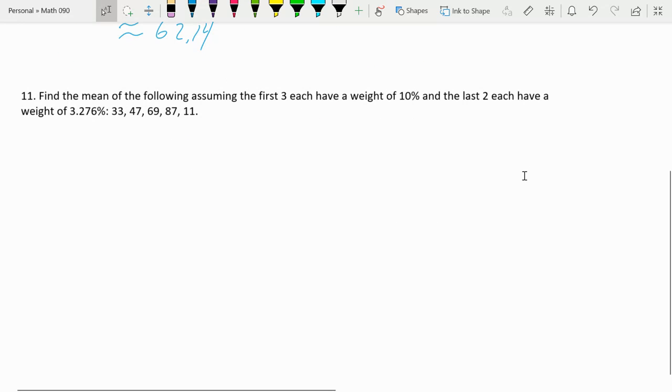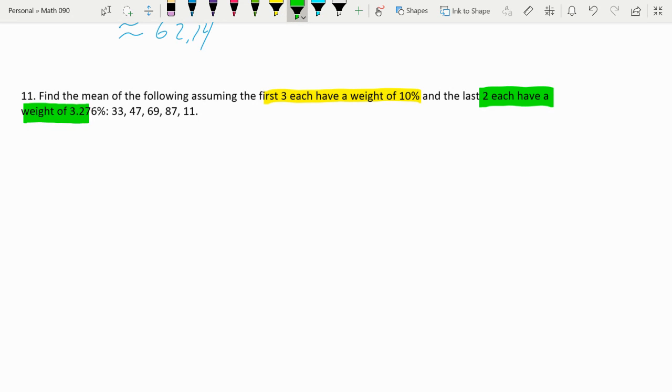All right. Let's look at this next one. This number 11 was actually from the review worksheet that I assigned Monday. This one's a little bit tougher because before I even start, it tells us the first three have a weight of 10%, and then the last two have a weight of that funky number.